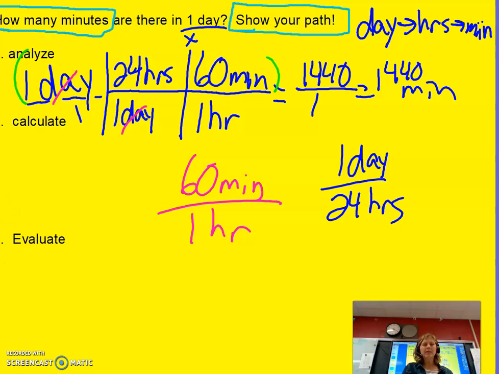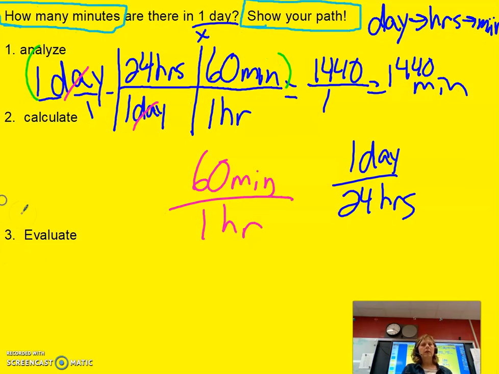Evaluate, does that make sense? Does that seem reasonable? Is that a gigantic number and it should be smaller? So let's think about that for a moment. This seems pretty reasonable because obviously 1 day has a lot of minutes in it, so it should be a fairly large number. So yeah, that seems really reasonable.